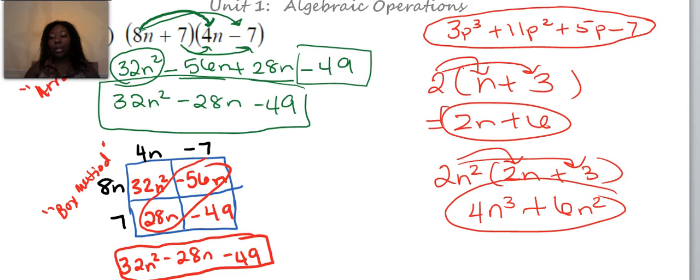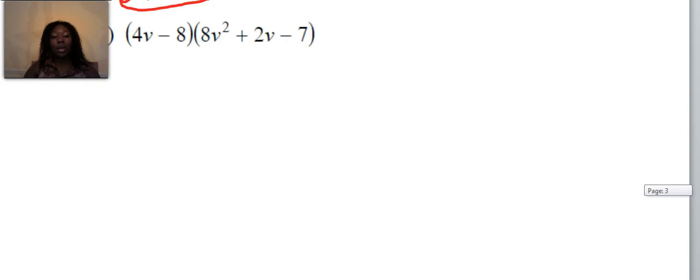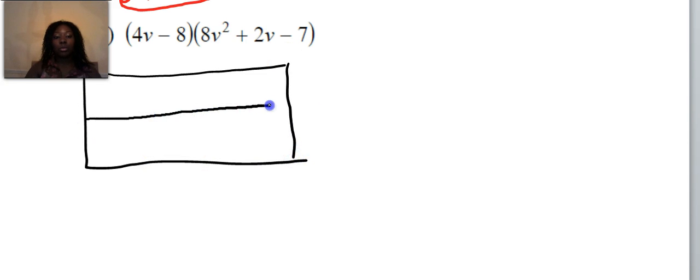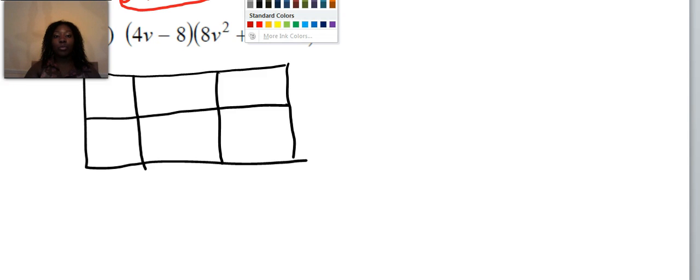Okay, so let's go to the next problem. Now we have a binomial times a trinomial. I will do the box method first. Draw my box. Now I have a 2 by 3. Some people like this because it helps them organize. So again, it's whatever you prefer.